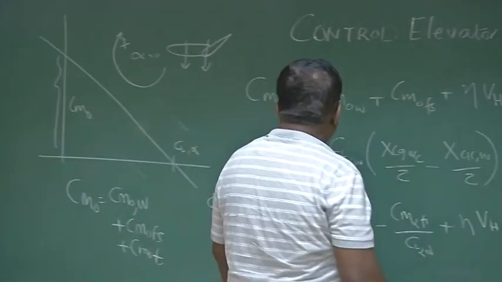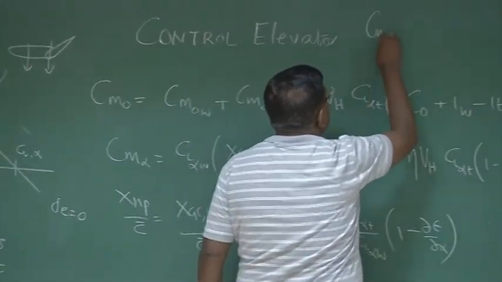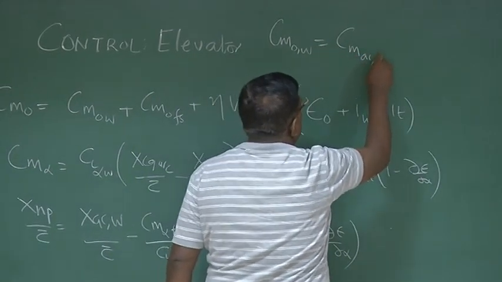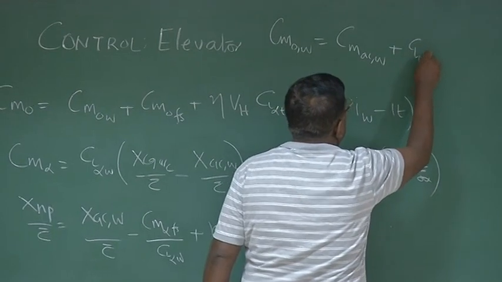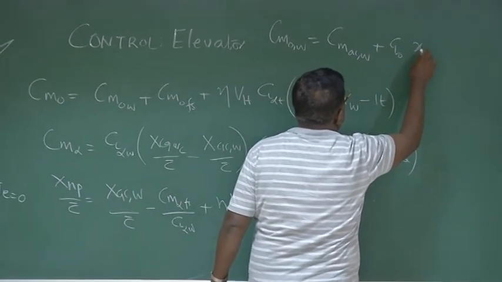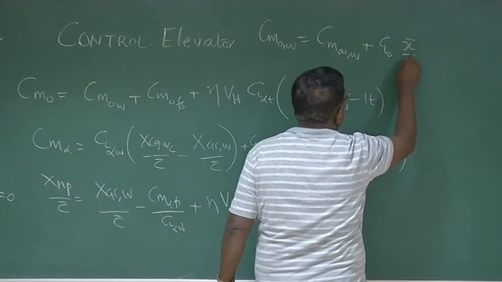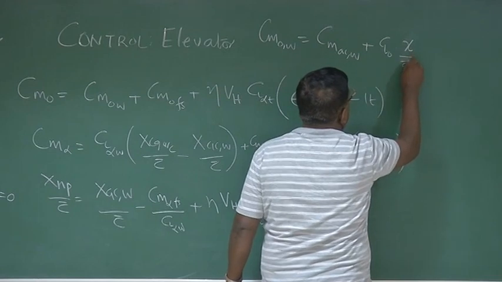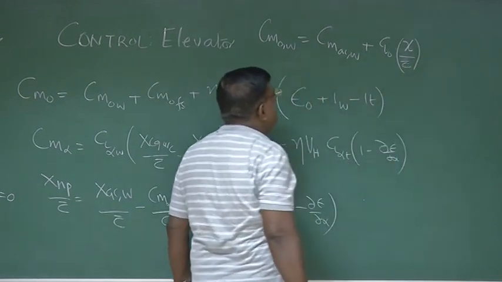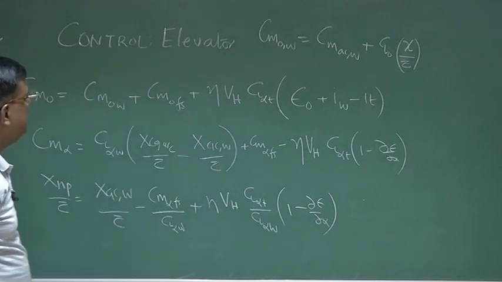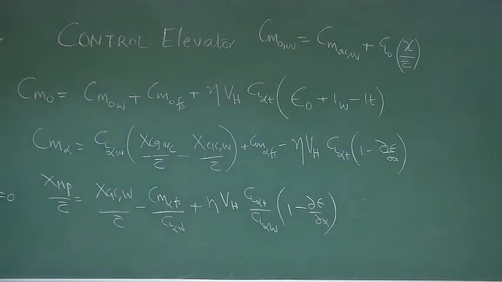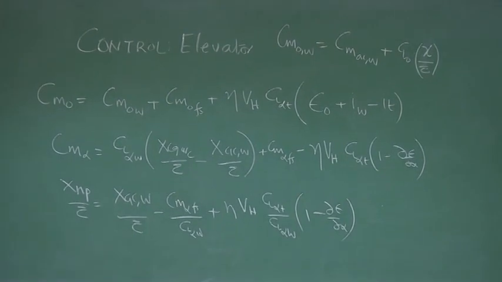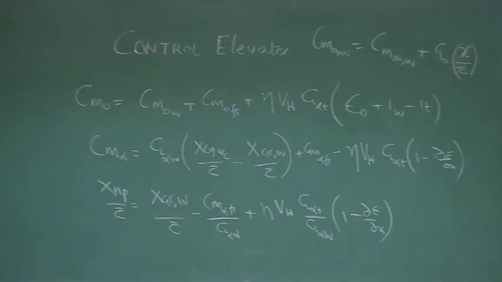If you see in Cm naught wing, we have seen this is Cm AC wing plus CL naught into x bar, that is the difference between, I'll just say, let me write x by c bar. And we'll try to understand that one first from designer perspective. Okay? What a designer should do to ensure that Cm naught because of the wing is finally positive.